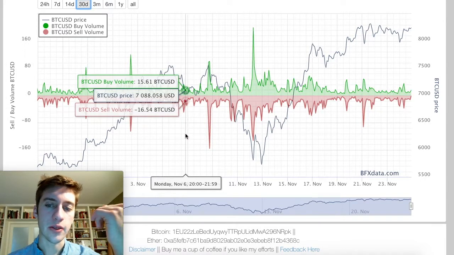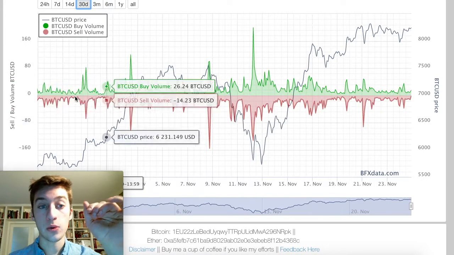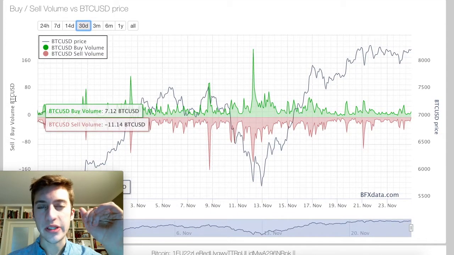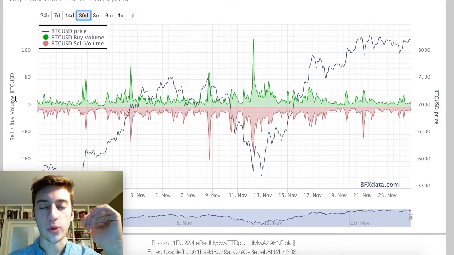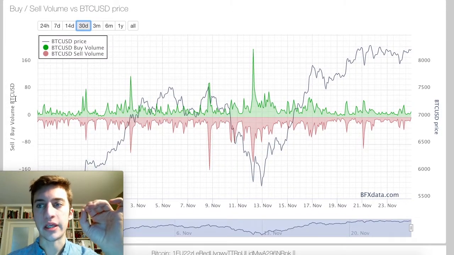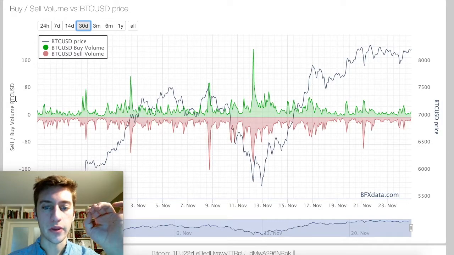So basically, the main strategy that we're going to use today with looking at buy and sell volume is to look at volume spikes. And when we see this volume spike, we want to trade with it instead of against it, because this is how we can get into an uptrend or a downtrend at the earliest point.